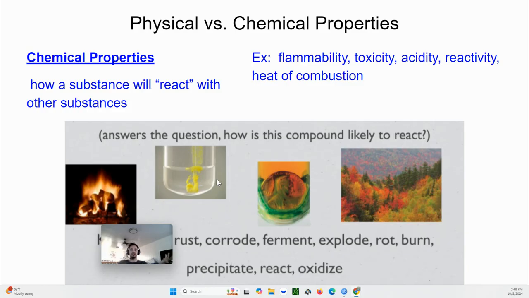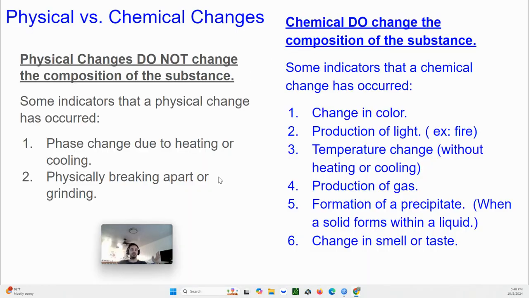Okay, so if you get a new color that is not a result of mixing, then that indicates a chemical change. We're going to do a lab on this, and you'll see. We'll do a lab when I get back.